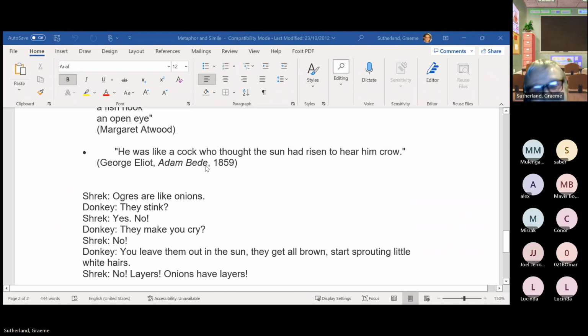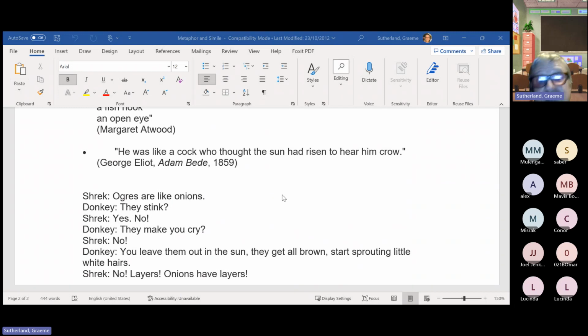And that does show one of the problems with metaphors and similes, if you're not careful, that actually ogres are like onions because they've got layers. And what he means is that there are emotional layers beneath the surface. But onions are such a strong idea that they have other connections that get in the way of this idea of layers. Onions smell, and so do ogres, let's face it. If you cut onions, it makes you cry. And they do have this ability to go brown and start sprouting little white hairs. And maybe ogres have that as well.